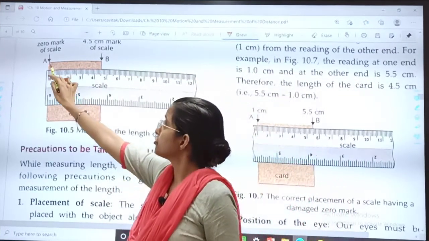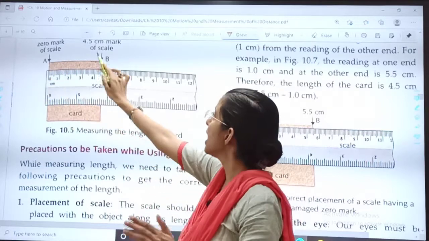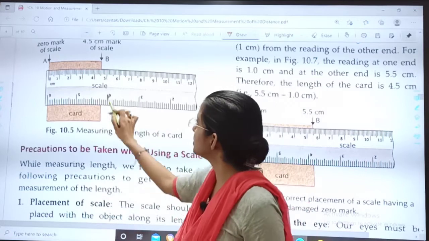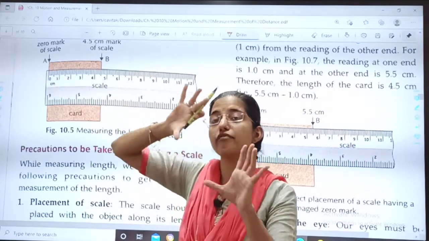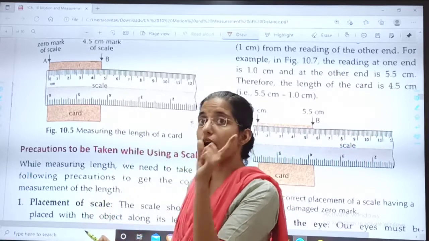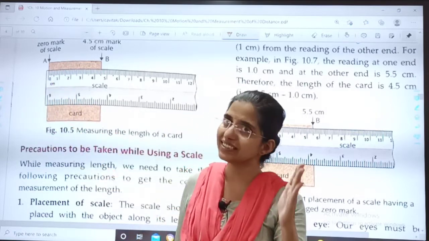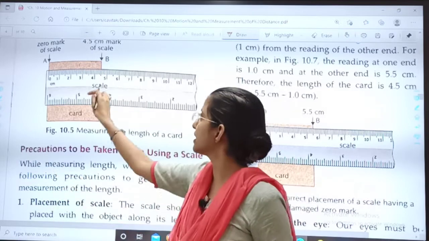So the zero mark of the scale should be on the starting point, and at the ending point what is coming here, 4.5. Okay, so this is how we measure the length of objects using the scale. You have to remember that the zero mark of the scale should be at the starting point, and then we can measure the length of the line segment.